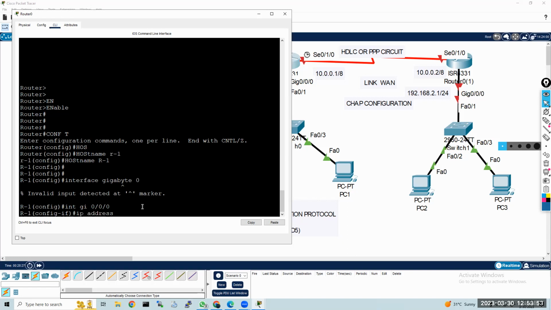IP address 192.168.1.1, then the subnet mask. You have to give the subnet mask directly. Don't write the word mask, just 255.255.255.0.